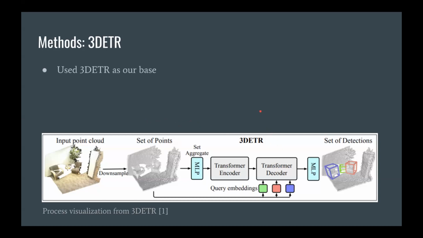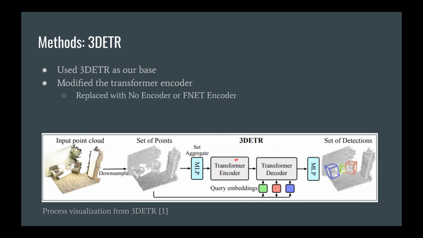Down below, you'll see 3DETR as our base. This is 3DETR right here, and these are the object detections it outputs. We modify the transformer encoder right here, and we propose that we either use no encoder or an FNet encoder, which is that mixing sublayer that we talked about previously. We're going to go more into depth on this architecture with Ryan.